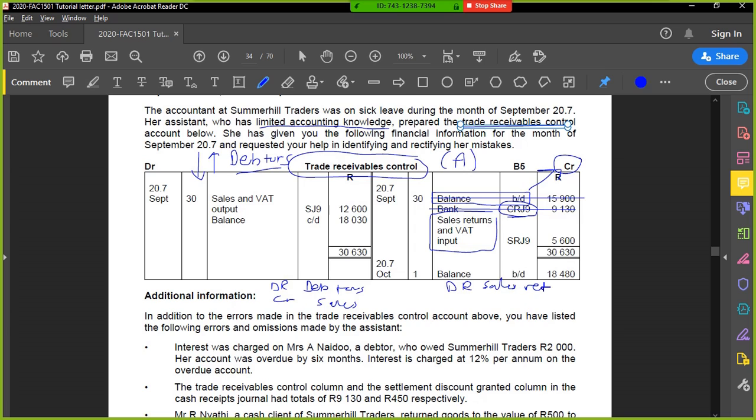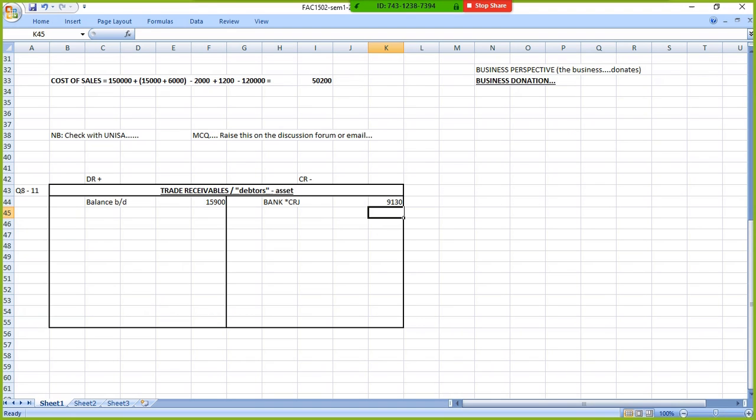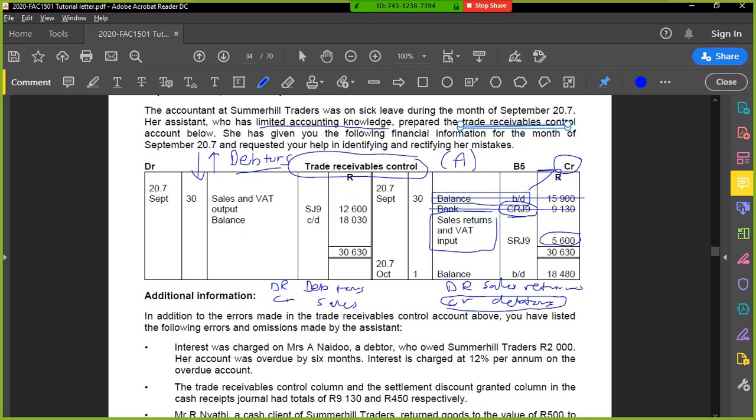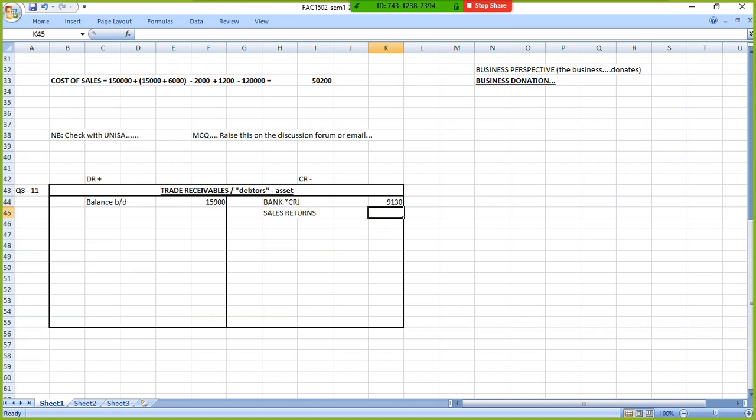Sales returns, credit debtors. So what are you going to do to the debtors? You're going to credit the debtors. Have they credited the debtors? Yes, they have. That's correct. They've obviously included the VAT as well as one line item. So that's fine. I'm just going to leave it as is, 5,600.